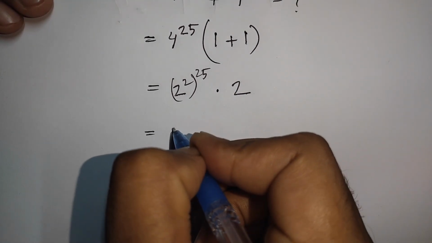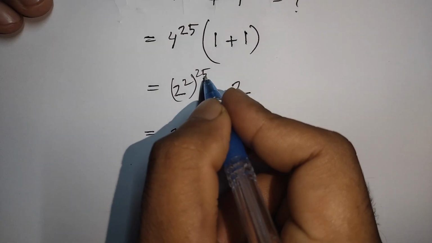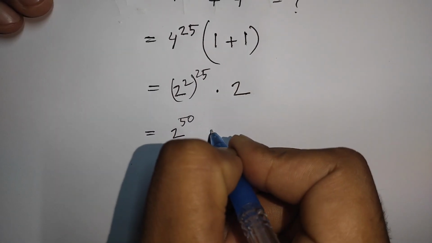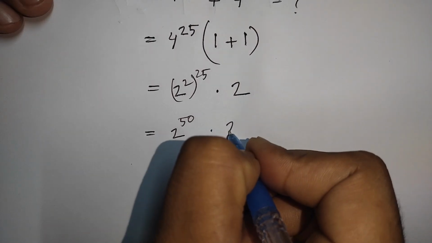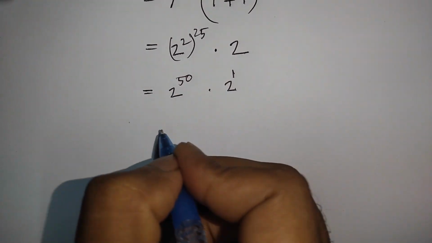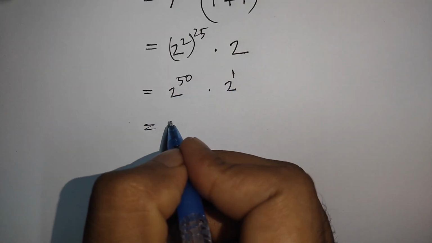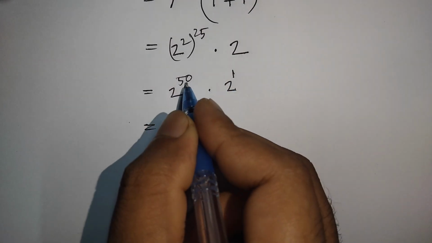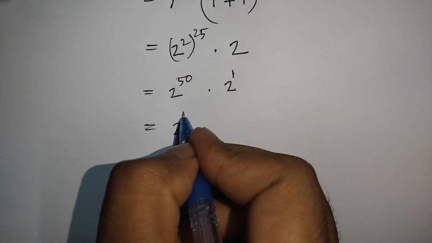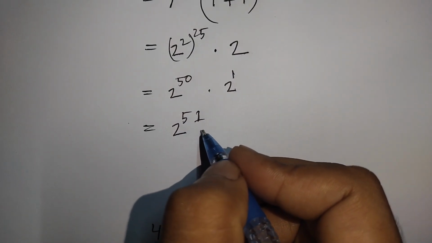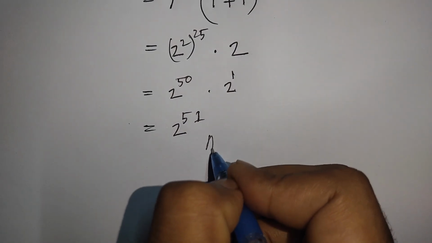Now 2 to the power 2 times 25, that means 50, times 2 is same as 2 to the power 1. Now we see that 2 has the same base but different powers, so we can write here 2 to the power 50 plus 1, that means 51. So 2 to the power 51 is the correct answer.